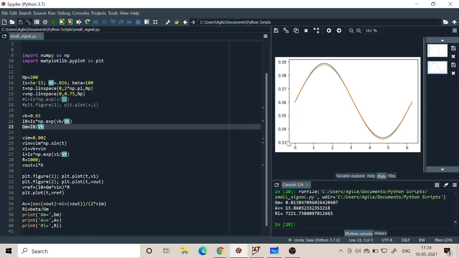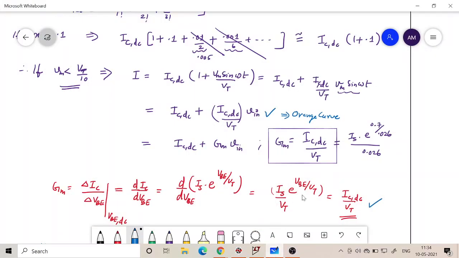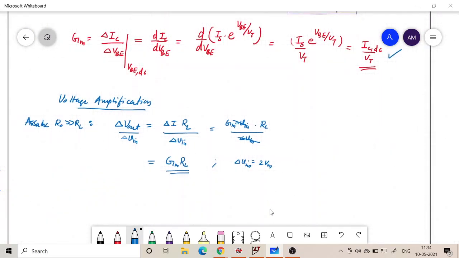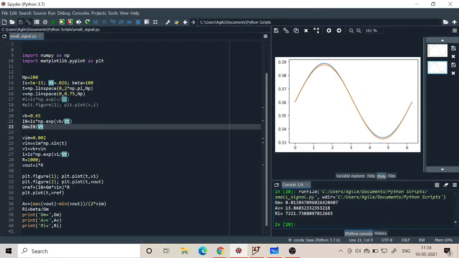So I am also writing the voltage gain, delta V out. Our voltage gain is now 13. The voltage gain expression I derived for you some time ago is GM into RL. That is going to be very less, only 13.8, because my DC bias voltage is 0.65. My GM is 0.0313, and GM will decide it.